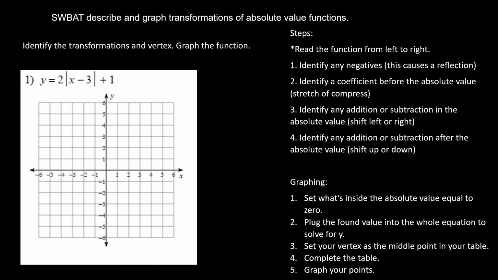So we have these steps here. And I want to follow these steps, 1 through 4, as far as identifying the transformations and the vertex. Step 1 says, identify any negatives. Well, I don't have any negatives, so there's no reflection. Cool. Then I want to identify a coefficient. Well, I got this coefficient here, so that means a vertical stretch by 2. And so we got that.